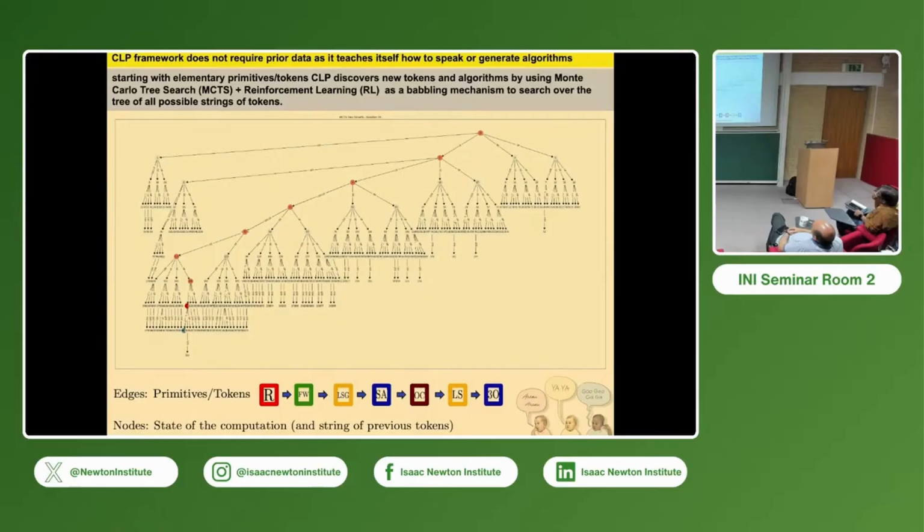Are you all familiar with MCTS, Monte Carlo tree search? Do I need to give you a reminder? Don't be shy. You can raise your hand. Yeah? Okay. So what is Monte Carlo tree search?